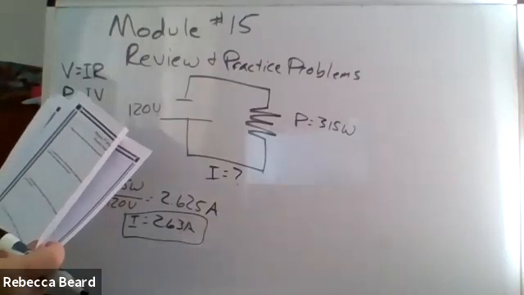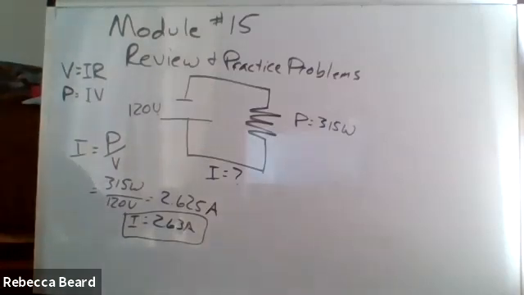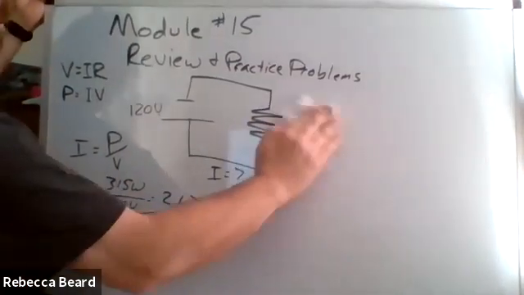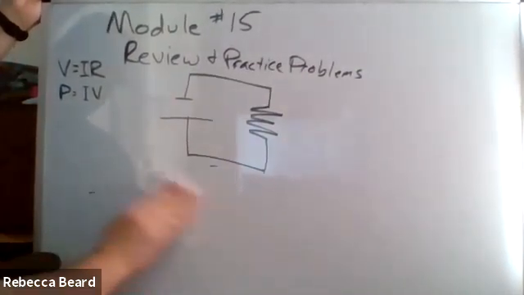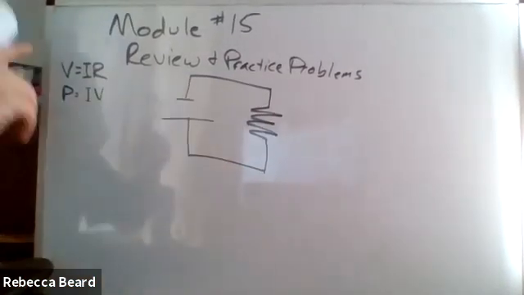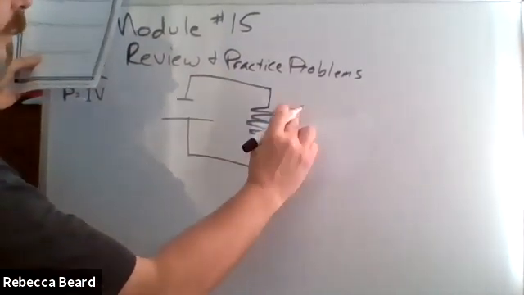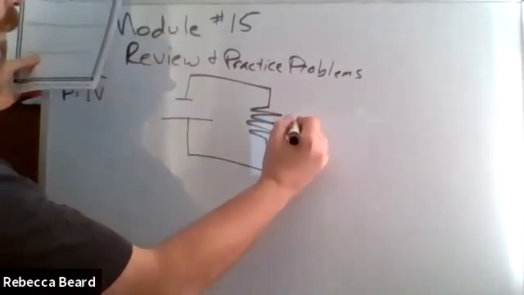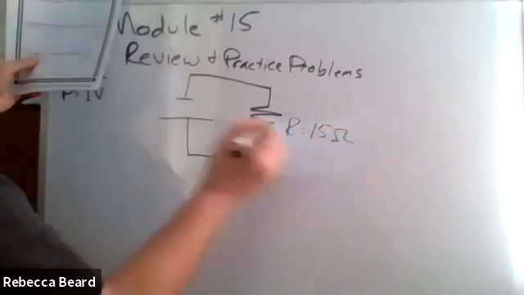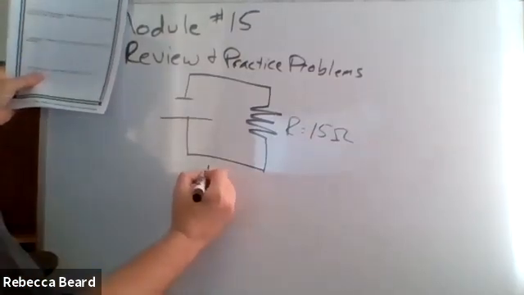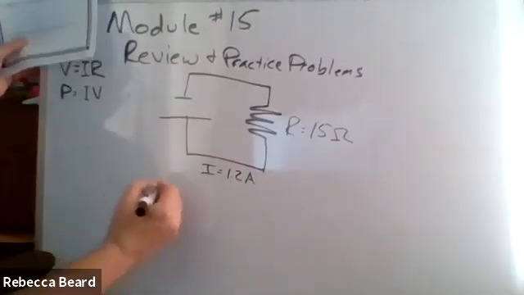Let's see. Number 4, a 15 ohm resistor draws 1.2 amps of current. How much power does it use? Great, we can keep the same diagram. Gotta love it. So now resistance is 15 ohms. Current is 1.2 amps. How much power does it draw?